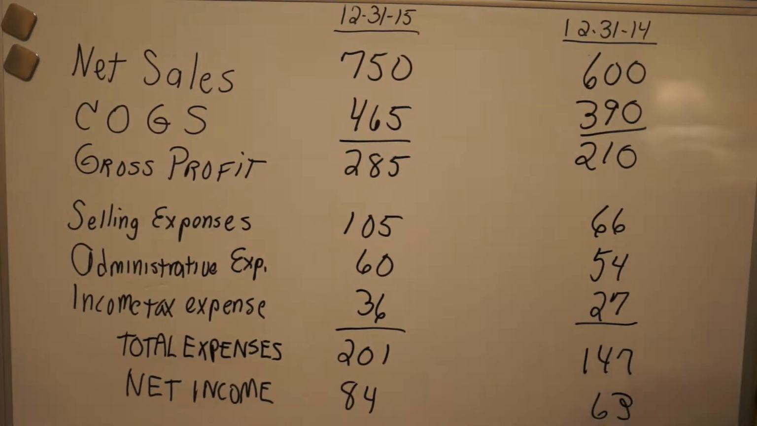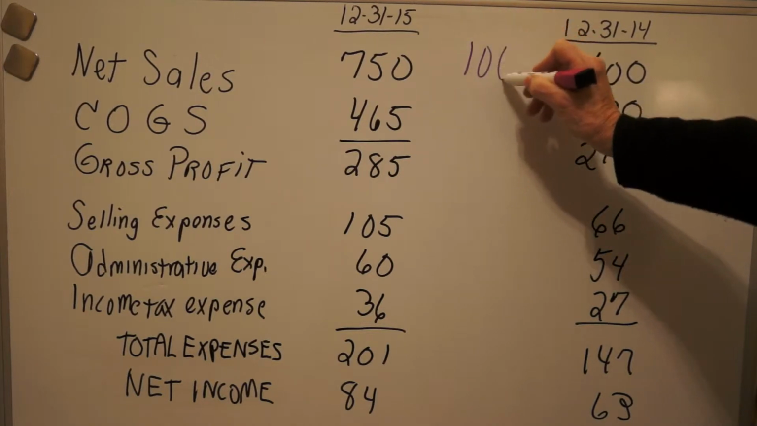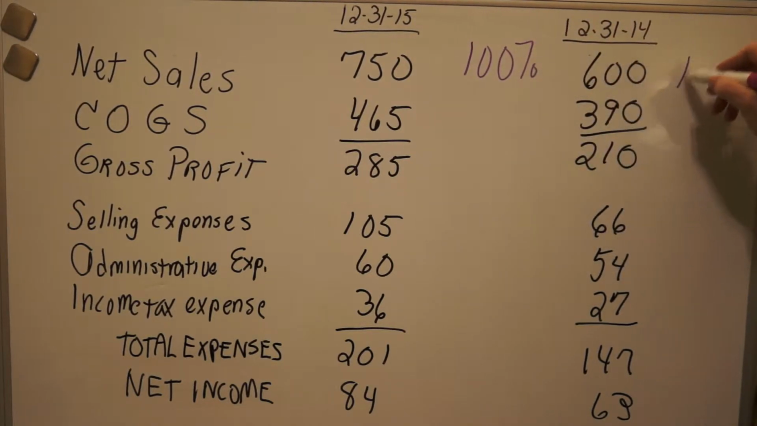Do some vertical analysis using the income statement. And with the income statement, the number that gets set to 100% is your net sales for each year. And so that is your 100% number.